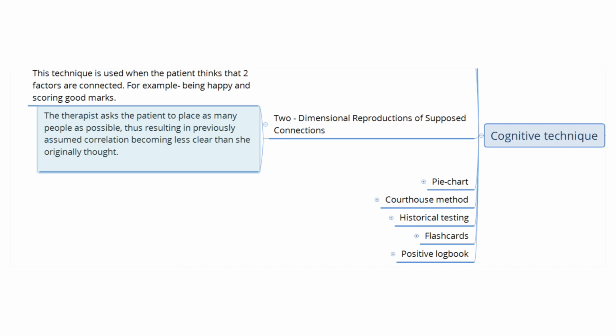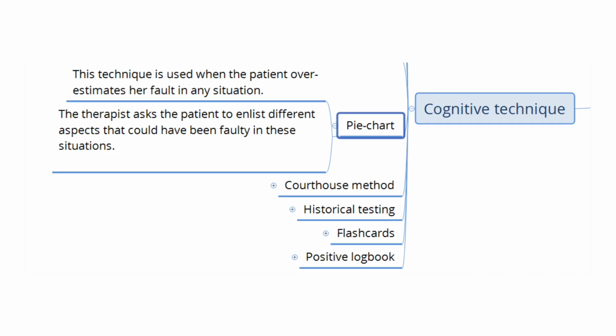This technique deals with two factors that the patient thinks are connected, for example, being happy and scoring good marks. When the therapist asks the patient to place as many people as possible, the previously assumed correlation becomes less clear than she originally thought. The patient begins to realize that happiness must be based on other factors than scoring good marks. The next technique is the pie chart.